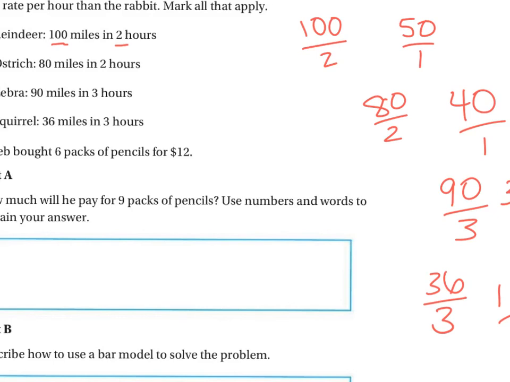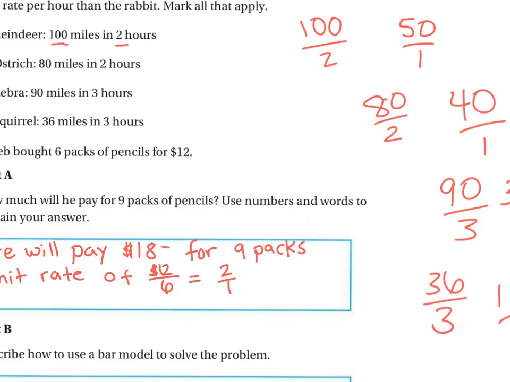Okay, moving on to number 19. Kayla bought 6 packs of pencils for $12. Part A, how much will he pay for 9 packs of pencils? Use the numbers and words to explain your answer. So he's going to pay $18 for the 9 packs.